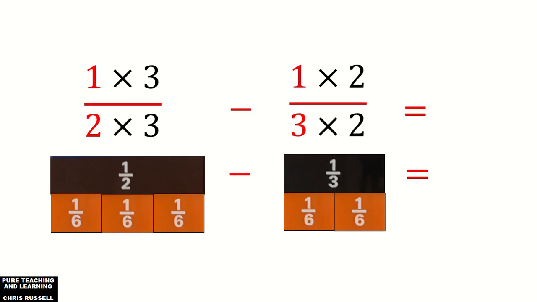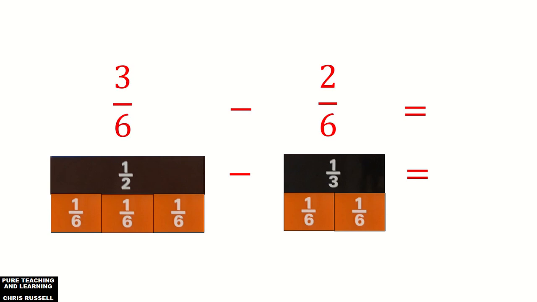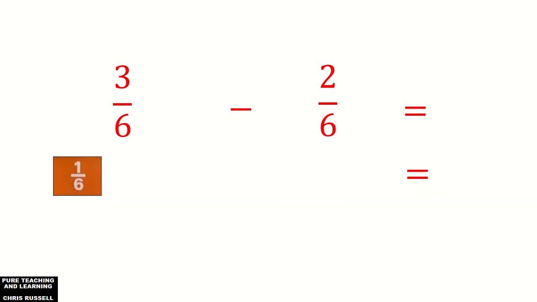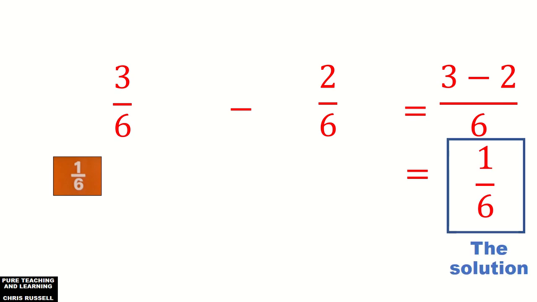Now on the left hand side we can multiply a half by 3. In other words, we're multiplying the numerator, 1, by 3, and the denominator, 2, by 3. We do the same thing for 1/3, except we're multiplying the numerator and the denominator by 2. So we get 3/6 subtract 2/6, which is basically just 1/6. We subtract the numerators and we are left with 1/6. And that's the solution.